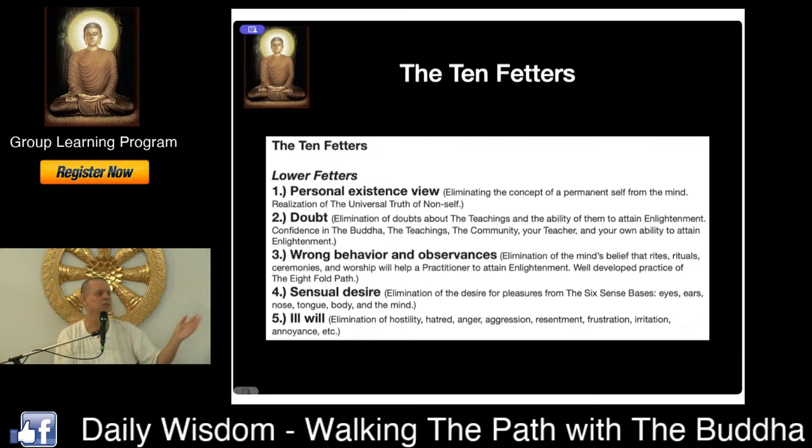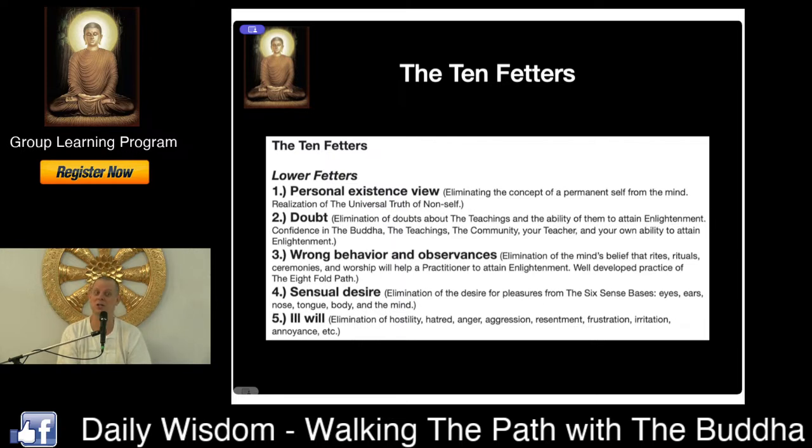Then the wrong observances part here, this is the rites and rituals and ceremonies and worship that somebody will believe are leading to purification of the mind or some kind of benefit in your life. So if you're doing rites, rituals, ceremonies, and worship, or you're around people that are doing those kinds of things, that's not going to lead to wisdom. That's not going to improve the condition of your mind. So if somebody's sprinkling water on you, or you're sprinkling water on yourself, or you're eating a wafer, or you're tying strings on your wrist, or any of these other kinds of rites, rituals, ceremonies, and worship, none of this is actually leading to your enlightenment.